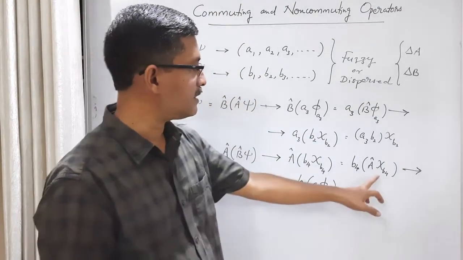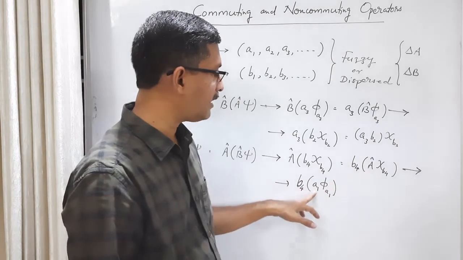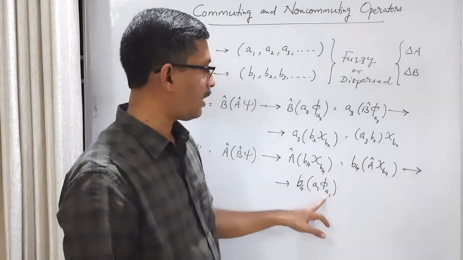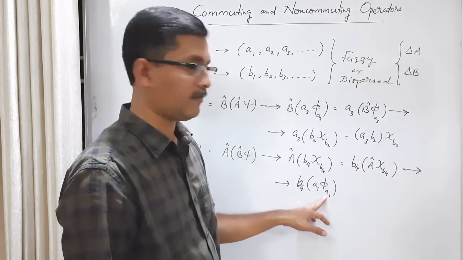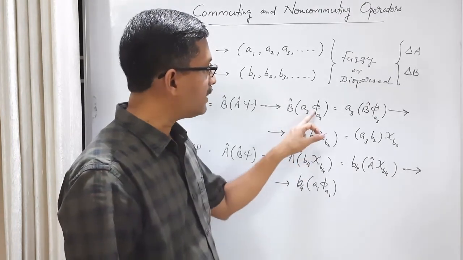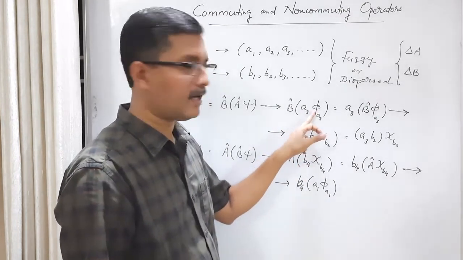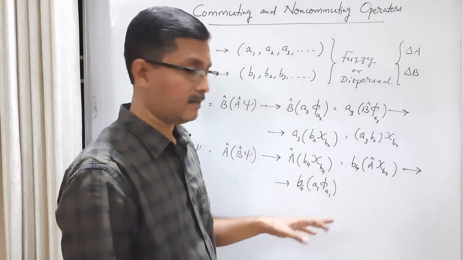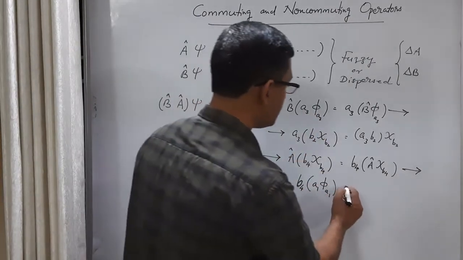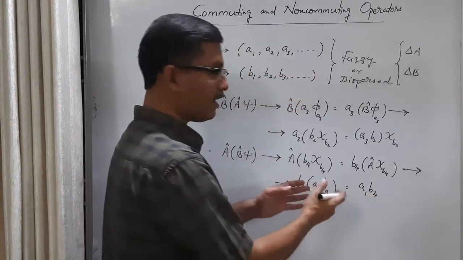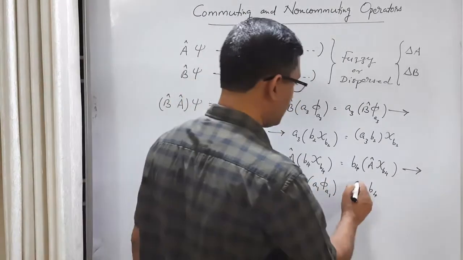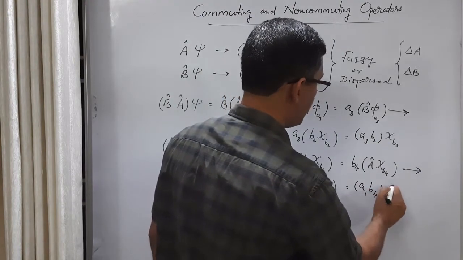From this general state, when we measure A, we get the eigenvalue A1, and the general state collapses to the eigenstate of operator A corresponding to the eigenvalue A1. In this discussion, eigenstates of A are represented by phi, eigenstates of B are represented by chi. So what is the final result? A1 B4. We can write B4 A1 or A1 B4 because they are scalars, and phi A1.